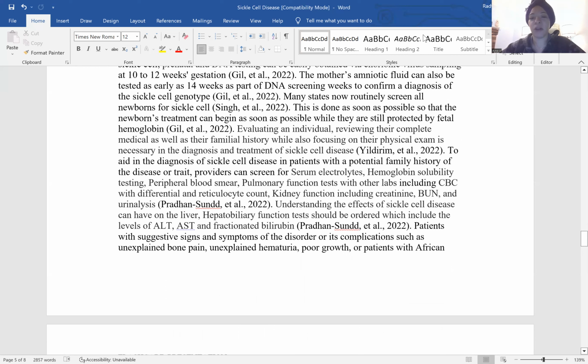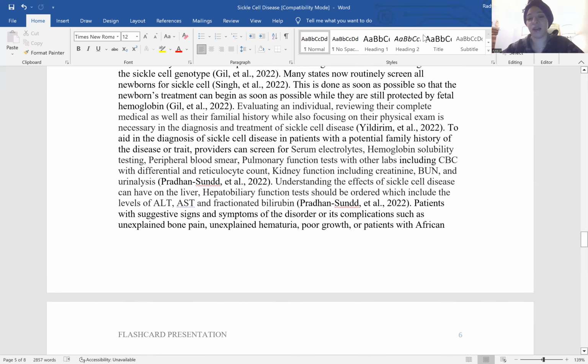Evaluating an individual, reviewing their complete medical as well as their family history, while also focusing on their physical exam, is necessary in the diagnosis and treatment of sickle cell disease. To aid in the diagnosis of sickle cell disease in patients with a potential family history of the disease or the trait, providers can screen for serum electrolytes, hemoglobin solubility testing, peripheral blood smear, and other labs including CBC with differential, reticulocyte count, kidney function including creatinine, BUN, and urinalysis.